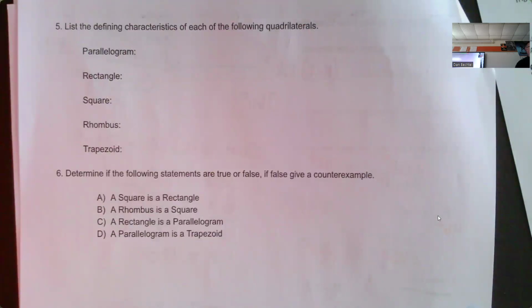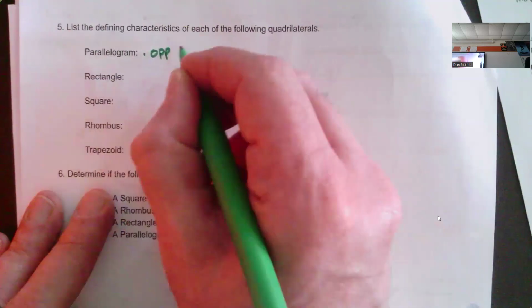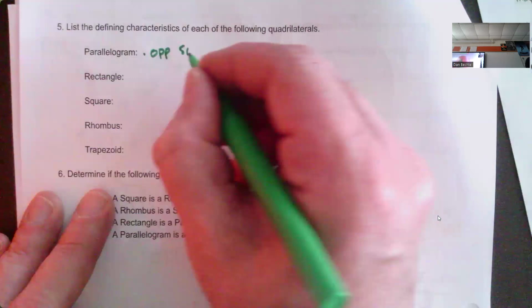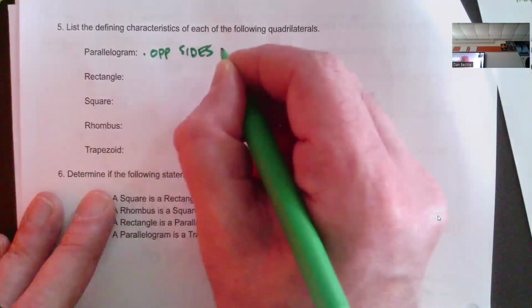Okay. List the defining characteristics of each of the following quadrilaterals. Yes. Sides are parallel to each other. Okay. Opposite sides parallel. Good. You have to know what the defining factors are. What's the angle for right?